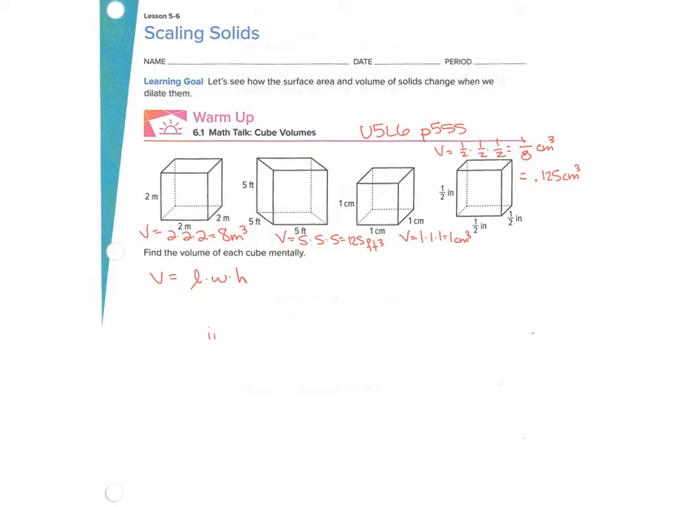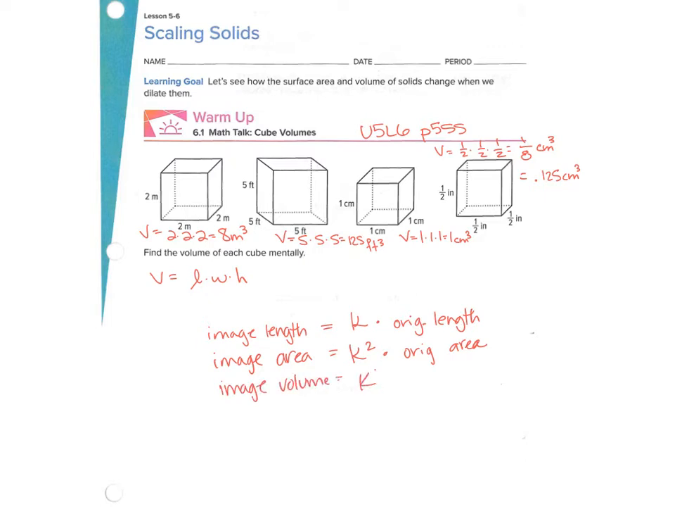We have learned that the image length, image width, image perimeter, anything that's a distance is equal to my scale factor times my original length, my original perimeter, my original distance. We have learned that the image area changes differently. Area changes by my scale factor squared times my original area. And finally, my image volume is going to change by my scale factor cubed.